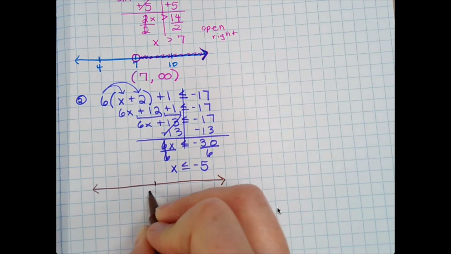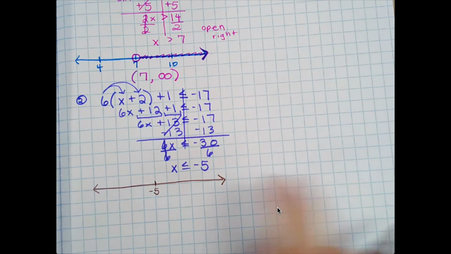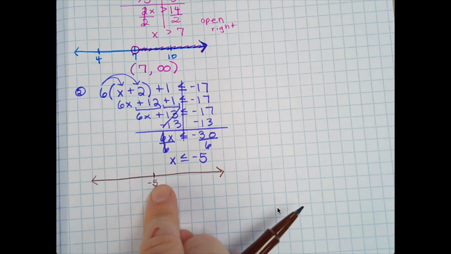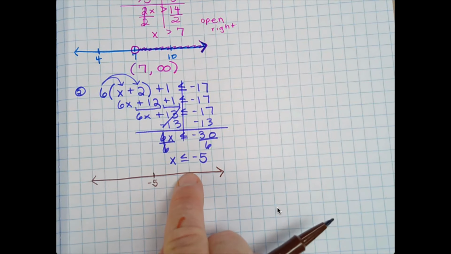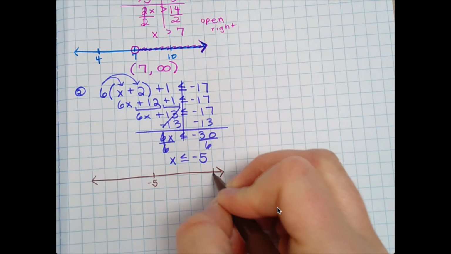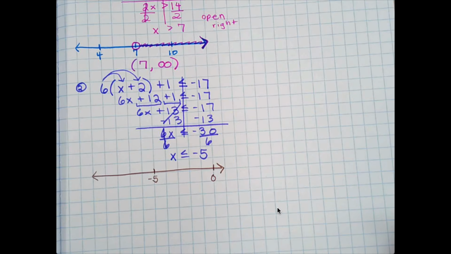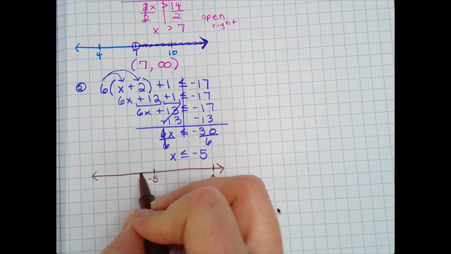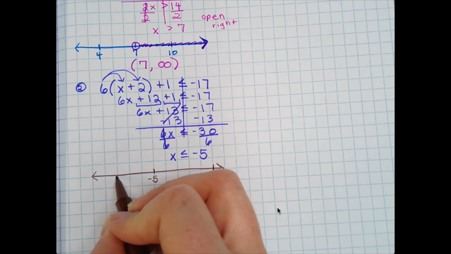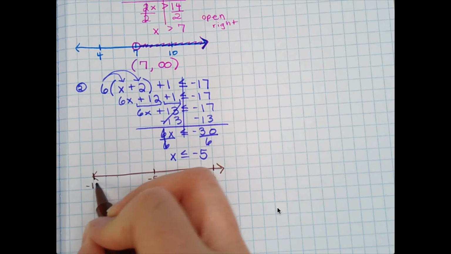So let's put -5 right in the middle. If we go to the right, we're going up. So -4, -3, -2, -1, and this would be 0. And if we go down, -6, -7, -8, -9, -10.